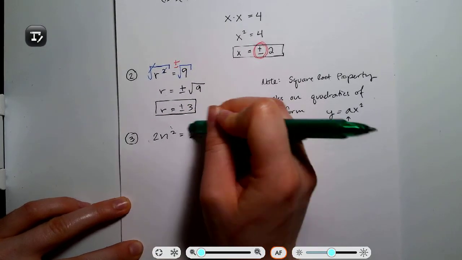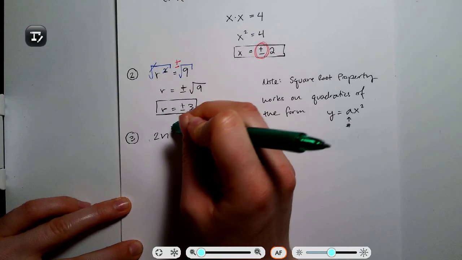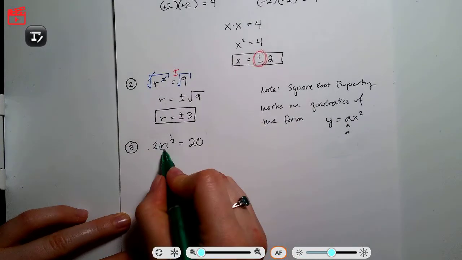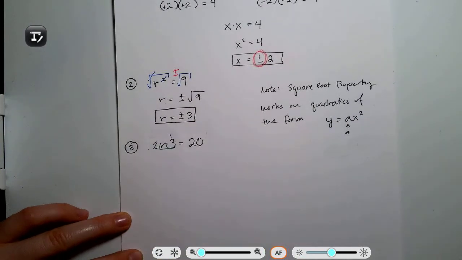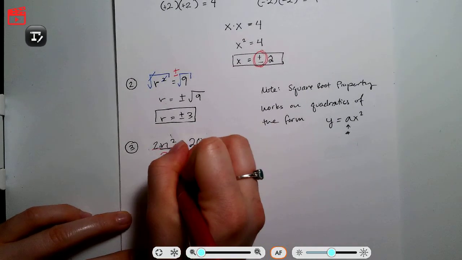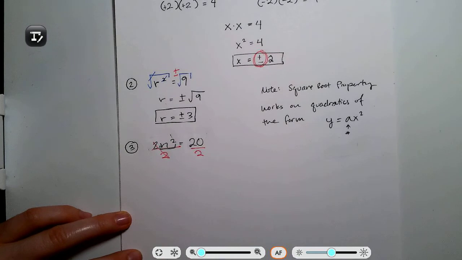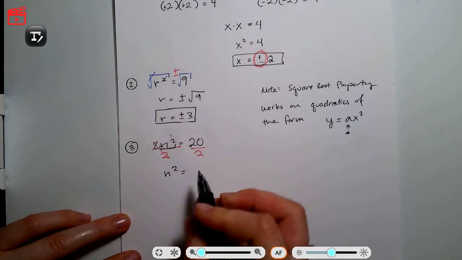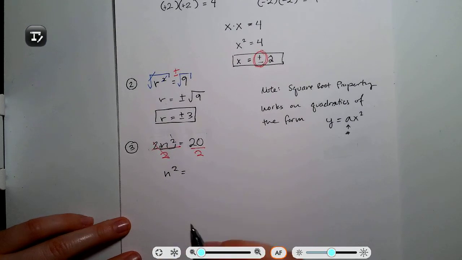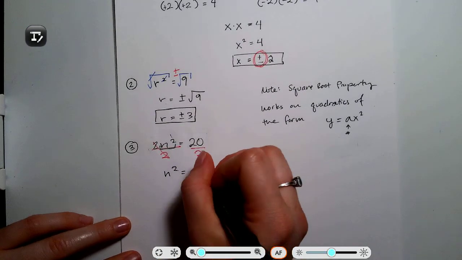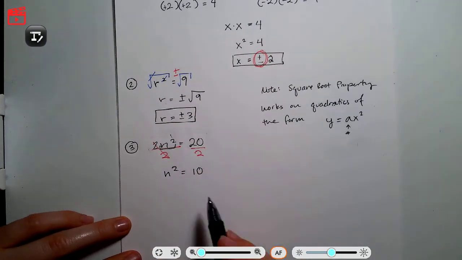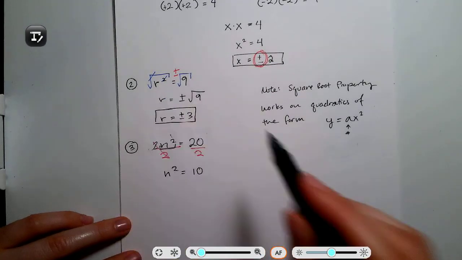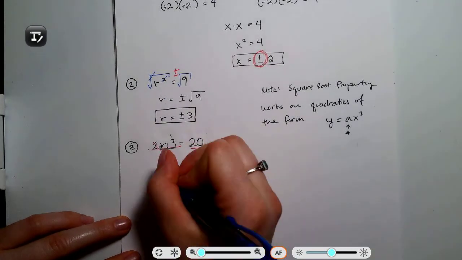What I want to do is get the item being squared, the n squared, by itself. To do that, let's divide both sides by 2, because I want to get that squared value by itself. So now when I do that, look, the squared value is by itself. That's what I want. 20 divided by 2 is 10. Now it looks just like what we had up here. So let's go ahead and take the square root of both sides.